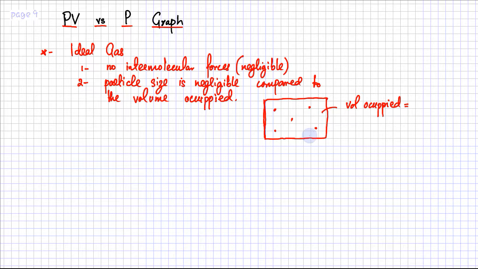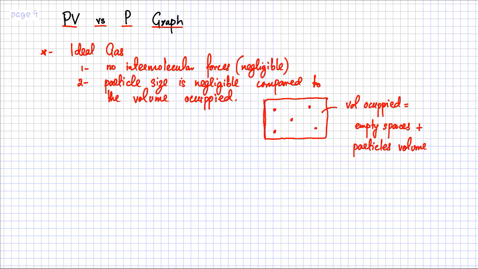So the volume occupied by the gas particles is going to be a lot larger compared to the volume of the particles. So the volume of the particles is very small. These particles are very tiny. They don't have any volume, but the volume in total they are occupying, it's very large. So the volume occupied is going to be the empty spaces plus the particles' volume.